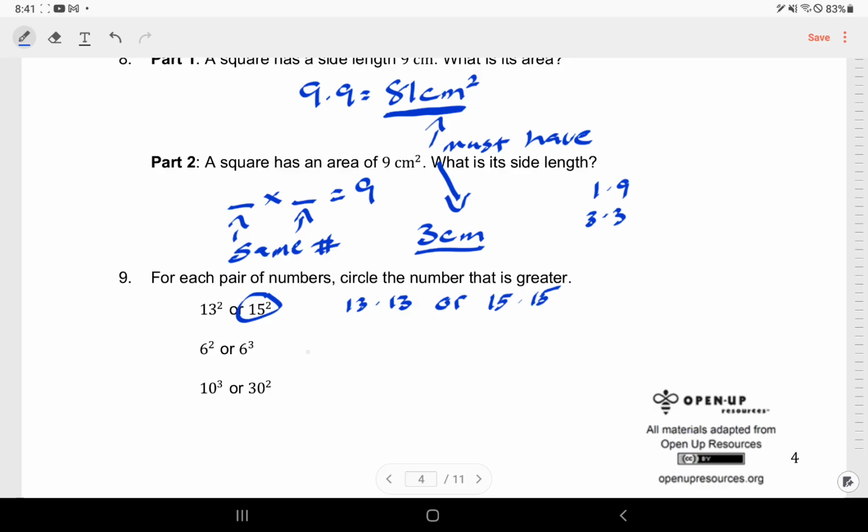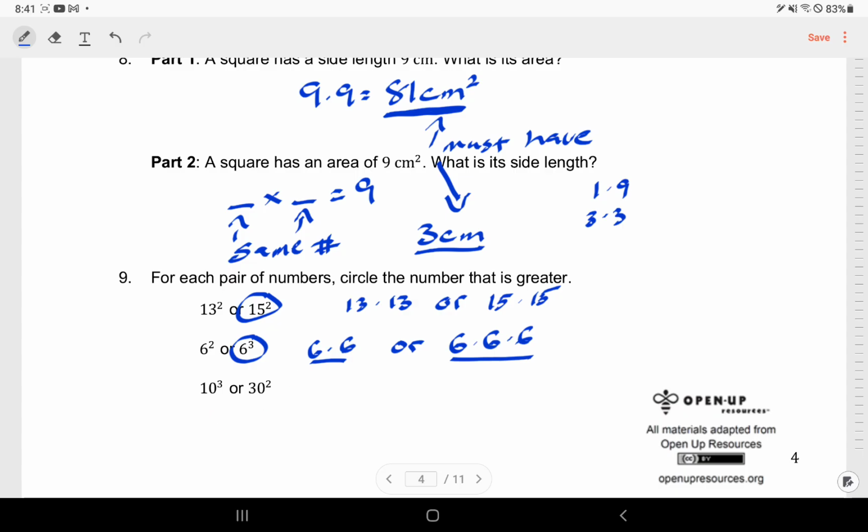And then what's bigger, 6 times 6 or 6 times 6 times 6? So 6 to the second or 6 to the third? Well, this is only 2 6s, that's 3 6s. So multiplying by another 6 is going to make it bigger.